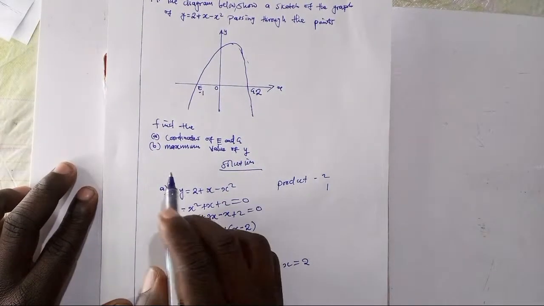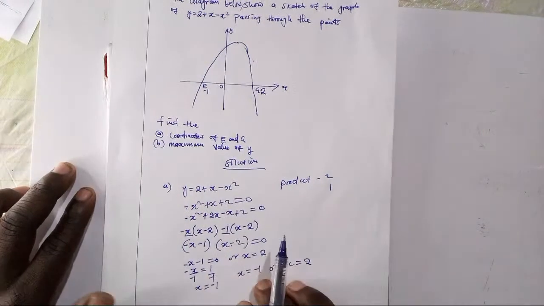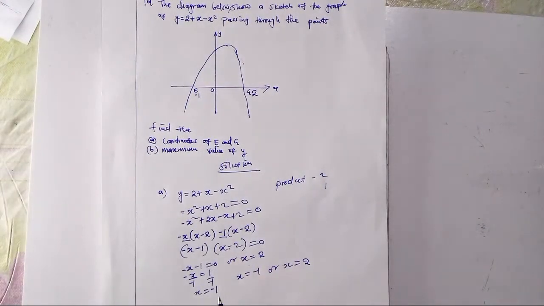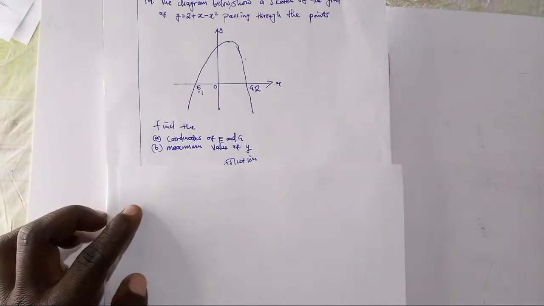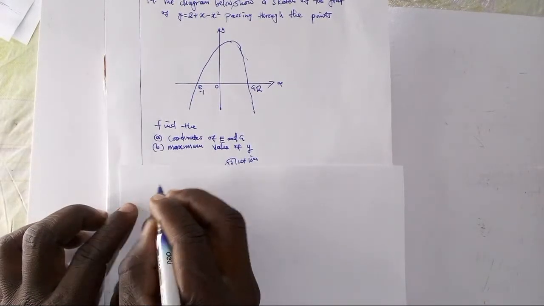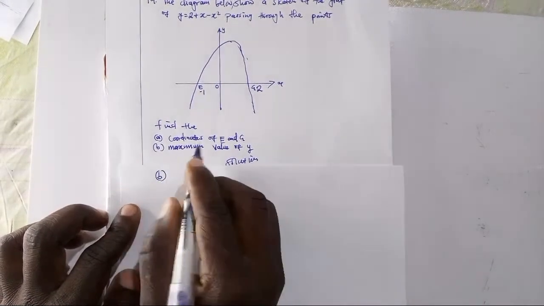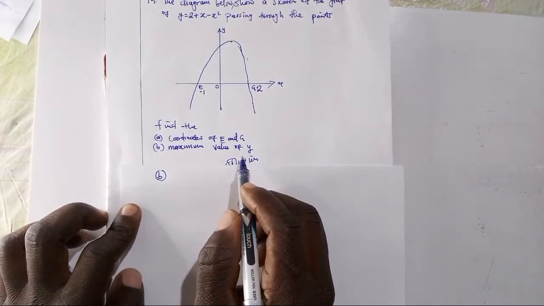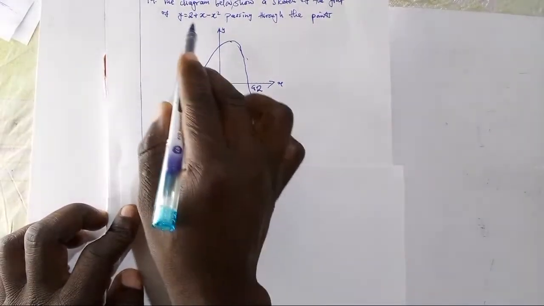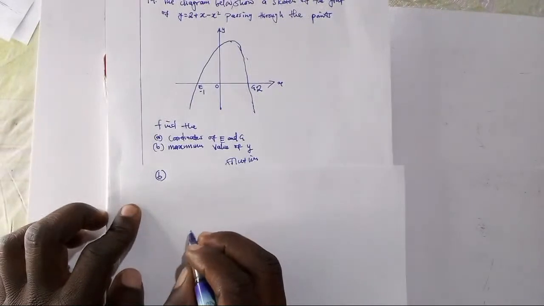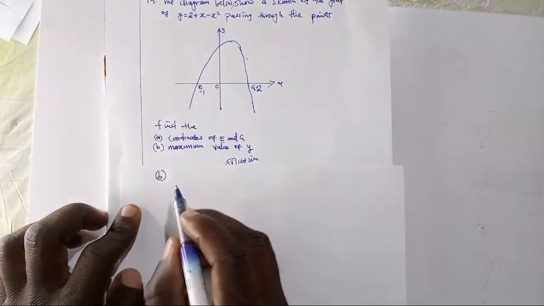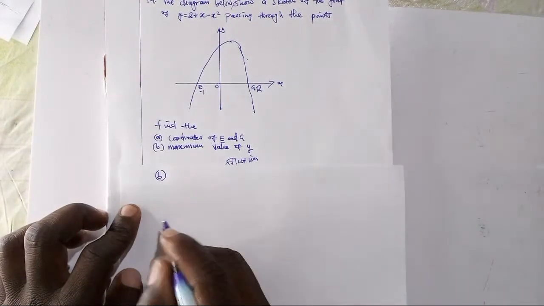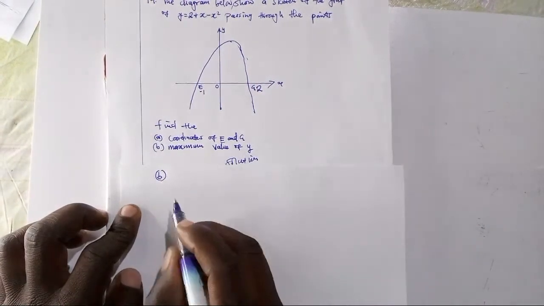So now let's find the maximum value of y. How do we find the maximum value of y? For part B, we are told to find the maximum value of y from this equation which we are having here. There are two methods of solving this same quadratic equation. We are going to use differentiation to find the maximum value of y.